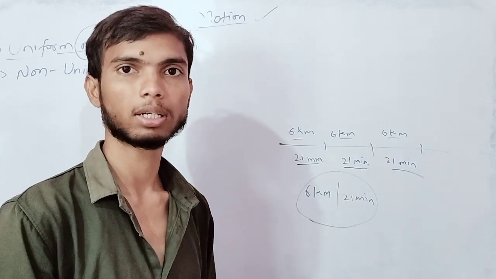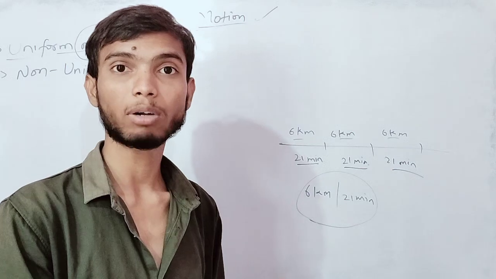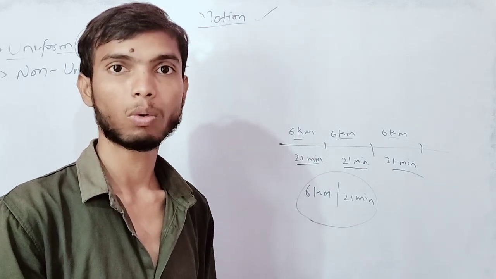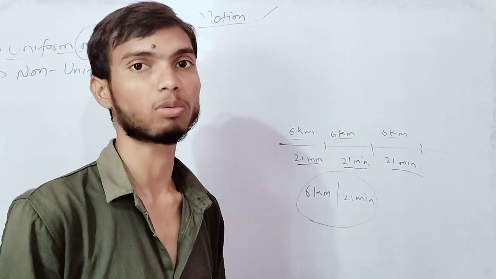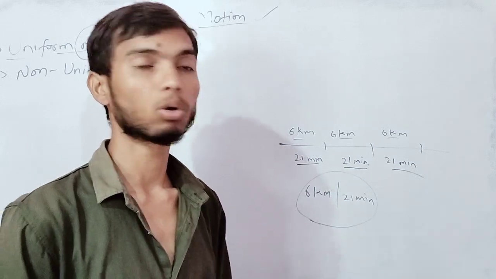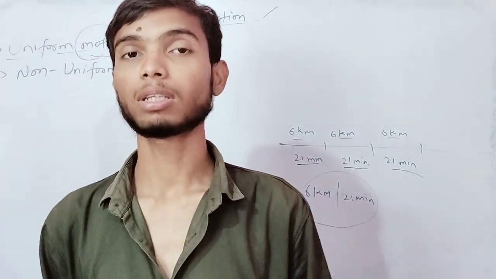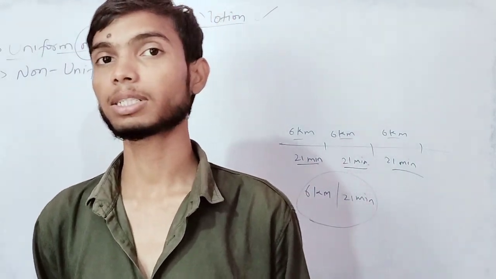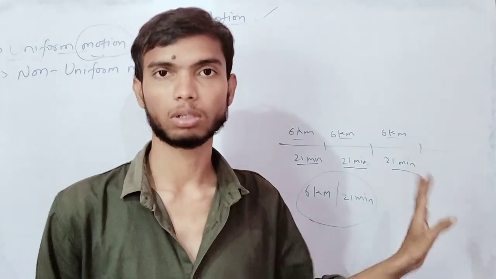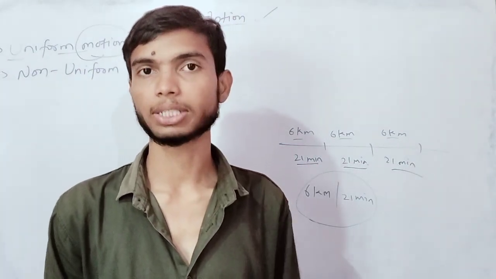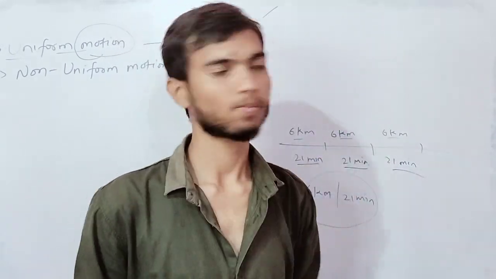Again it is happening. Now what is the name of this motion? We will consider the name of this motion as uniform motion, because the interval time is the same with the same distance. The interval time is 21, this is the interval time, and the distance is the same. Clear?